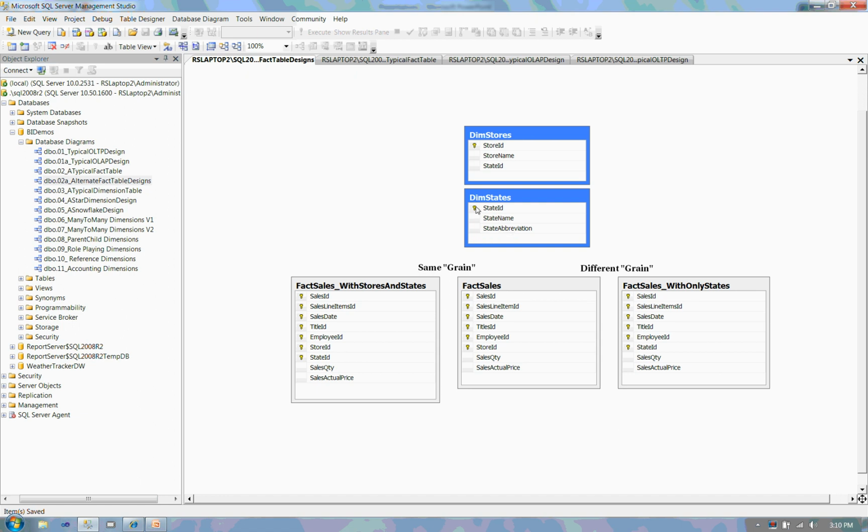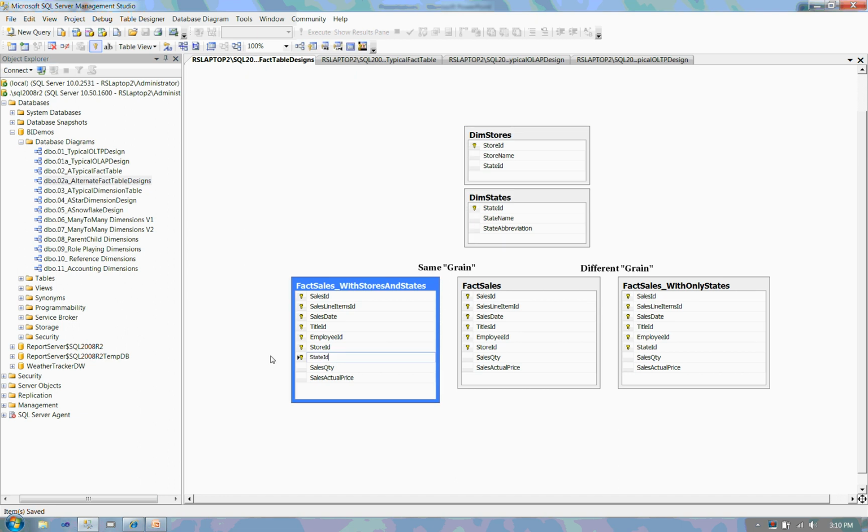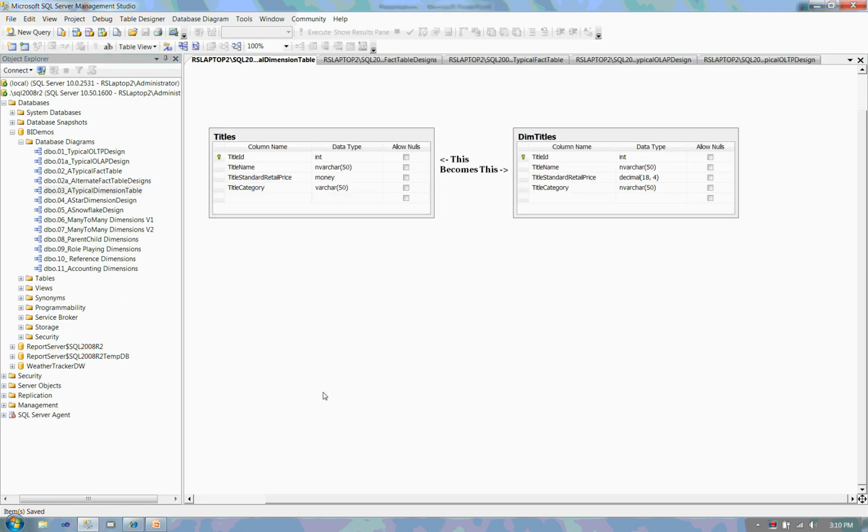The dim states table. If you do decide to go ahead and design it, state ID, let's take a look at a typical dimensional table. In a typical dimension table, you would typically see the word dim in front. The dimension or dim distinction just defines its usage, much like fact sales that we just looked at.